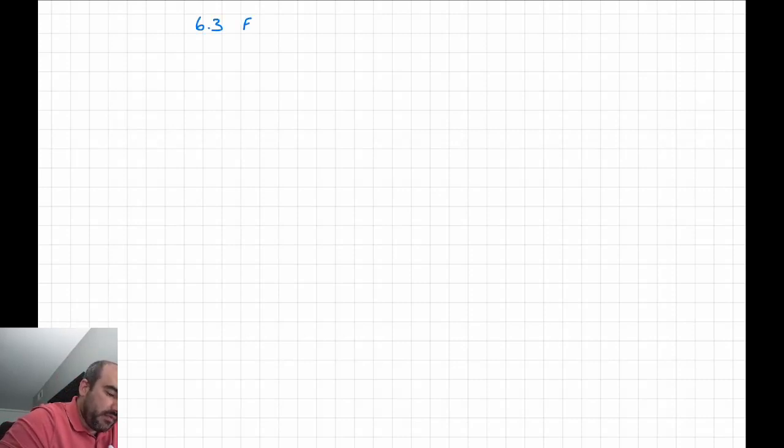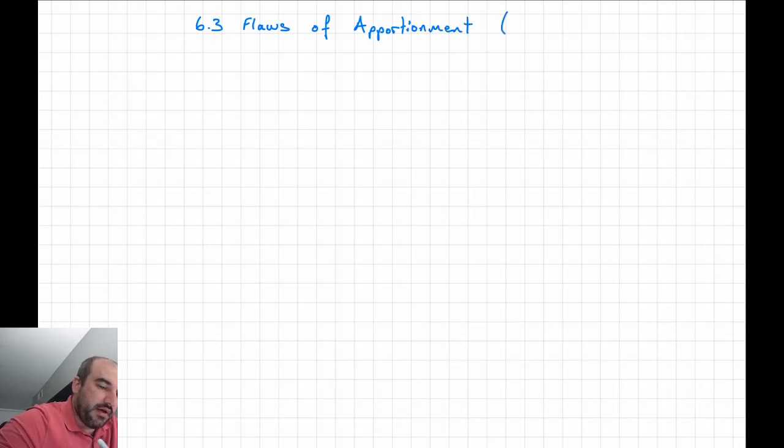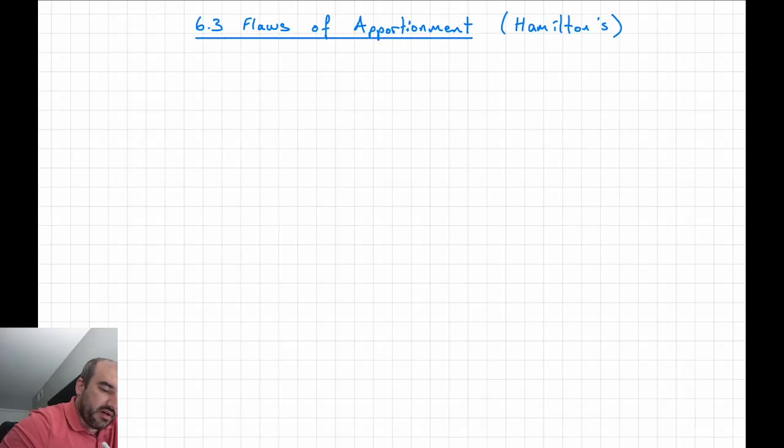6.3, flaws of apportionment. And these have to do with Hamilton's method of apportionment. There were three types, so we'll talk through all three of them and identify what the tells are for each one. First one we're going to define is the Alabama paradox.